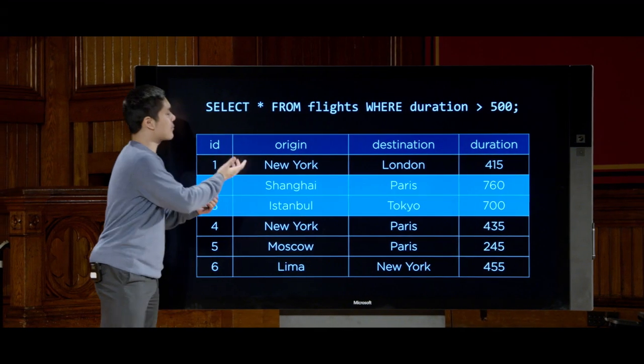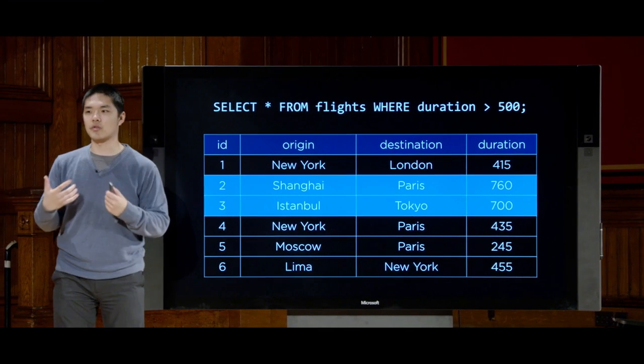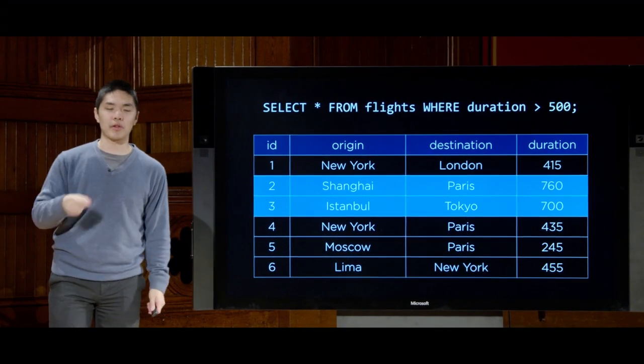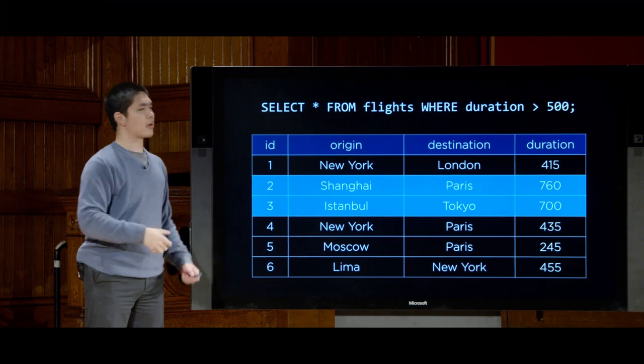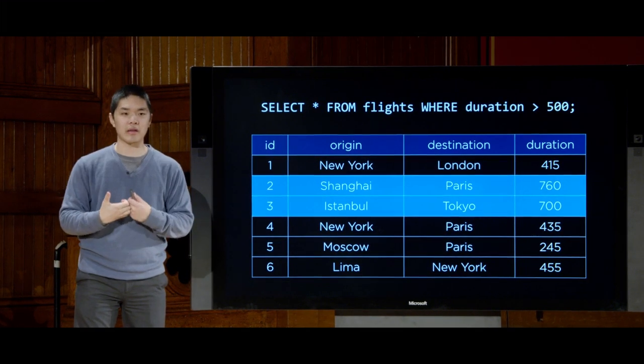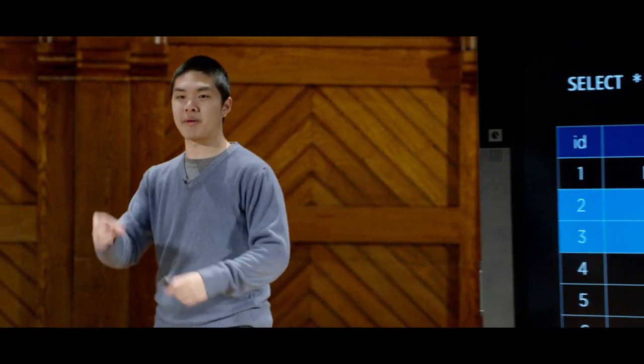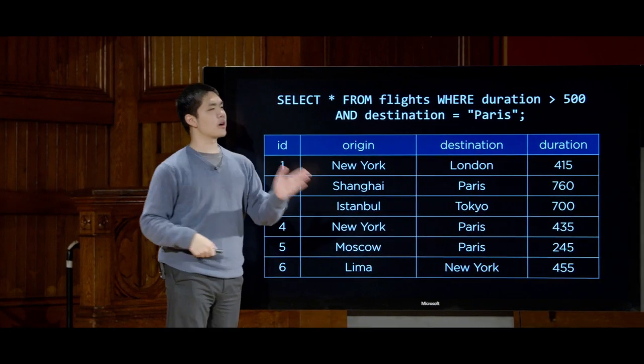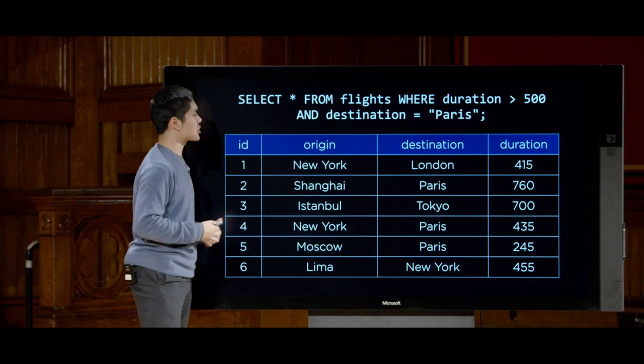And when I do that, what I get back is all of the rows that have a duration that's greater than 500. So I can begin to query not just on whether one value equals another value, but also other types of comparisons as well. And much as in Python, when we had Boolean expressions in Python, I could join multiple Boolean expressions together using words like and or. SQL has the same type of thing in its own query syntax too. I could say something like select star from flights where duration is greater than 500 and destination equals Paris.